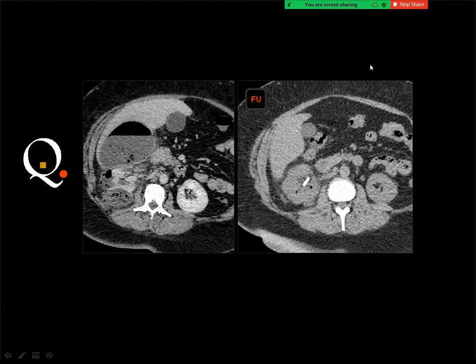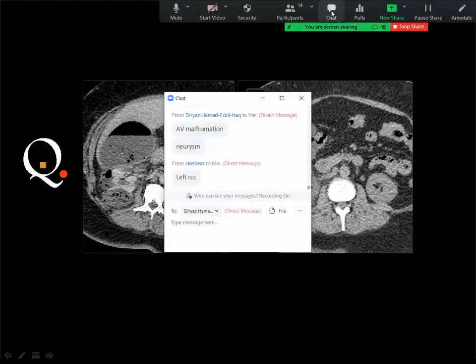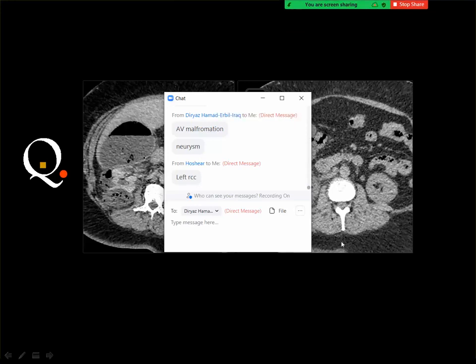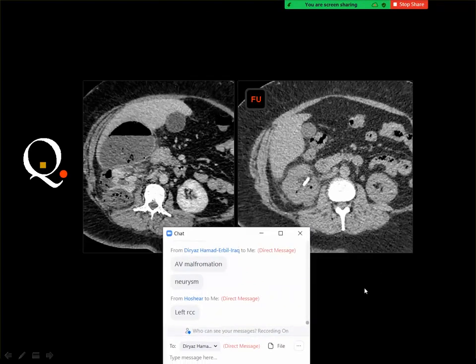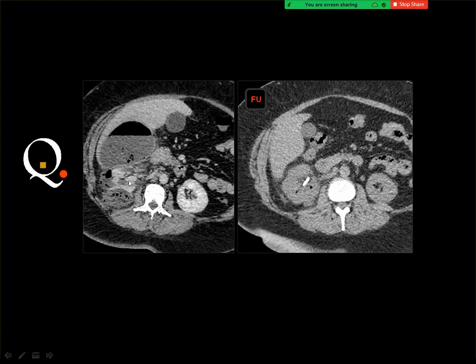Next case, this is the original scan, and this is the follow-up study. And what do you think? Dirty fat infection, emphysematous, you mean emphysematous pyelonephritis, maybe, but renal abscess and the drainage, very good. Yes, this is the kidney, which is compressed by these big collections in the perinephric space.